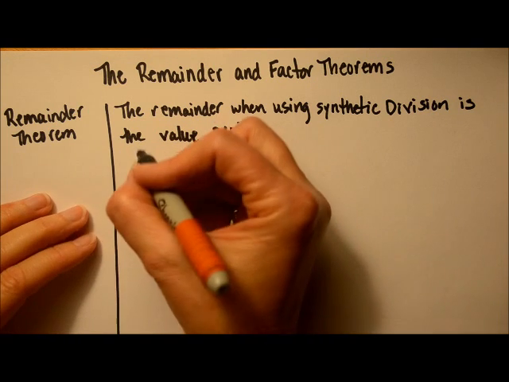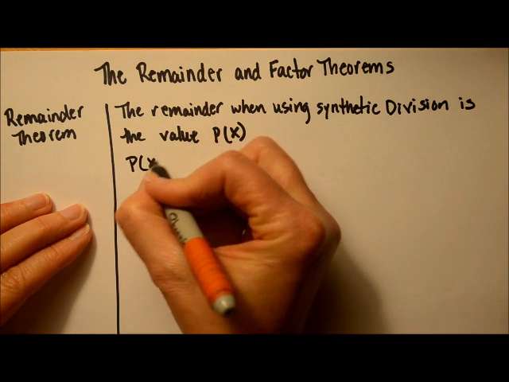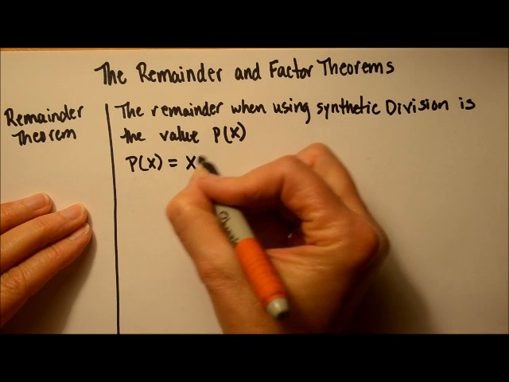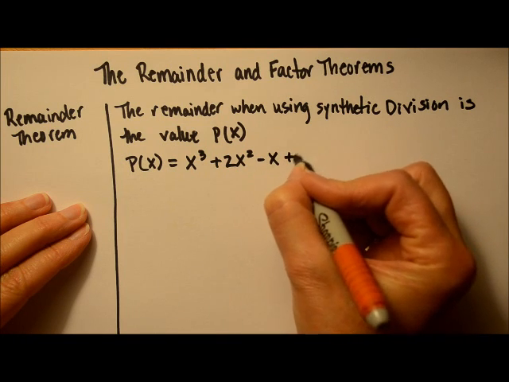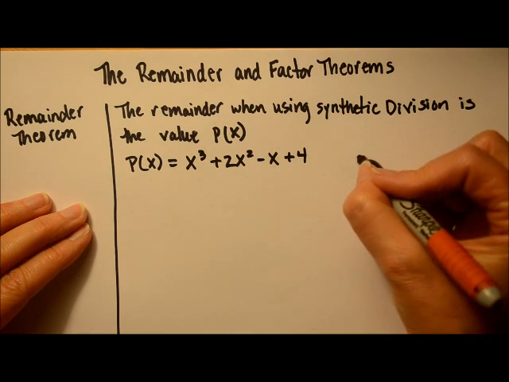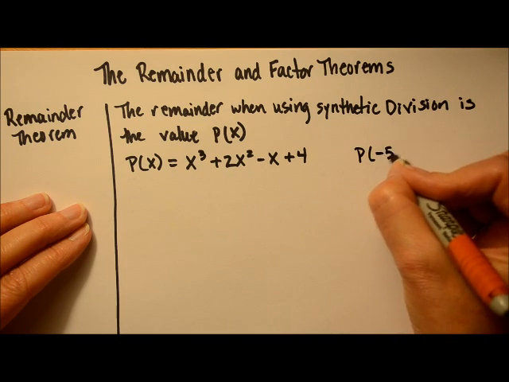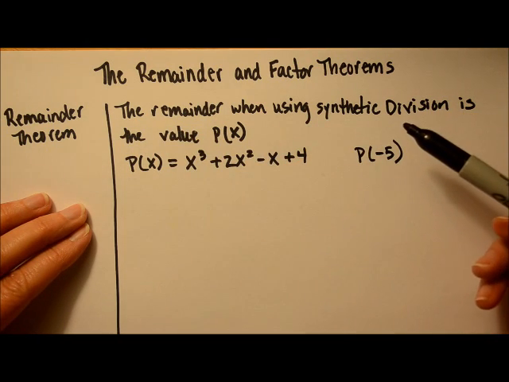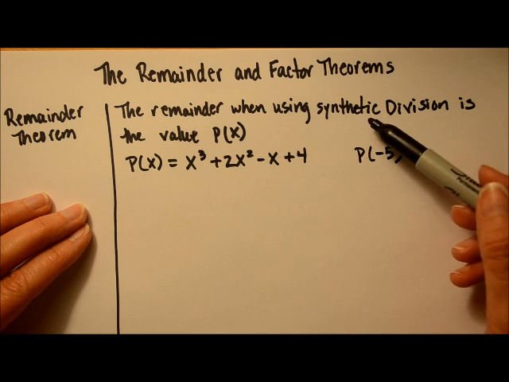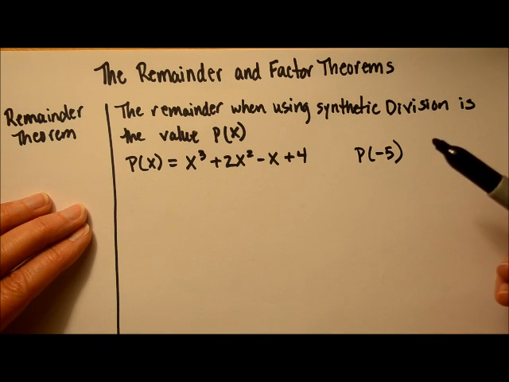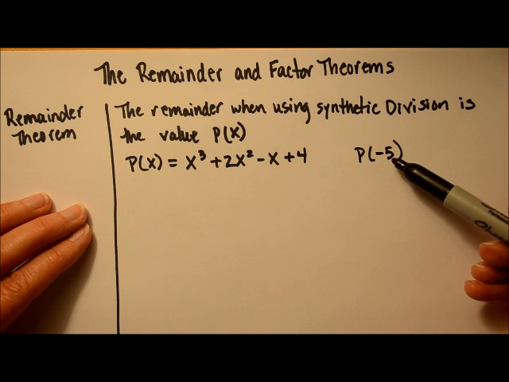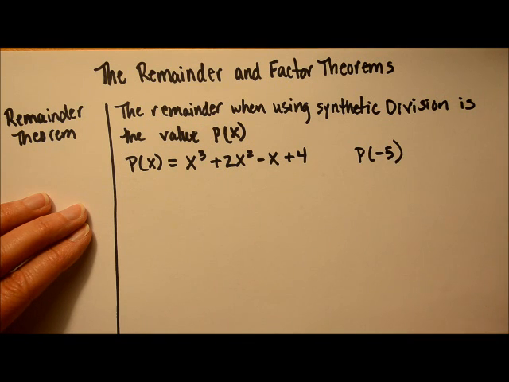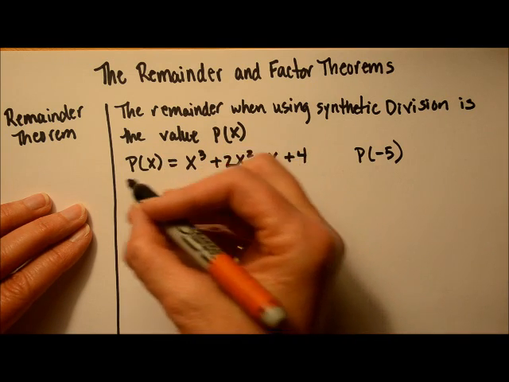So let's say I had P of x equals x cubed plus 2x squared minus x plus 4, and I want to find P of negative 5. Well, what this remainder theorem says is that you can use synthetic division and find the remainder. The remainder is the answer to P of negative 5.